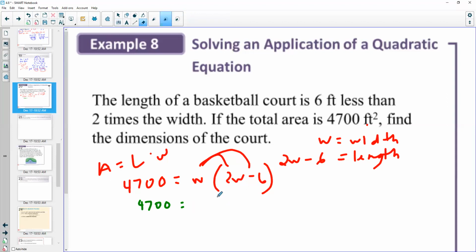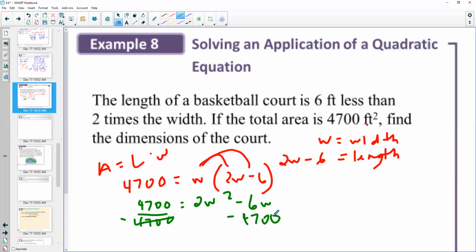I can use the zero product rule. So, oh no, I can't. Why can't I? Because that's not a zero. Silly me. Okay, I need this to be in standard form, just like I was doing. 2w squared minus 6w. Now I need to move that 4,700 over to the other side. So now I get 2w squared, and I'm just going to switch it to the other side. It's a little easier to write this way.